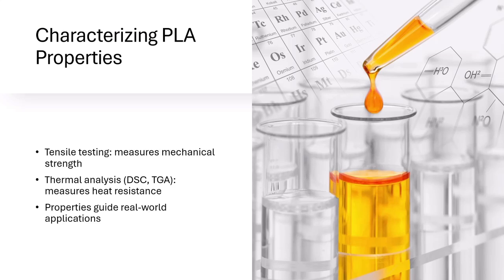We also have thermal analysis, like differential scanning calorimetry, which measures how PLA reacts to heat, helping determine properties like melting point and glass transition temperature. These methods help ensure that PLA products perform reliably in real world conditions.